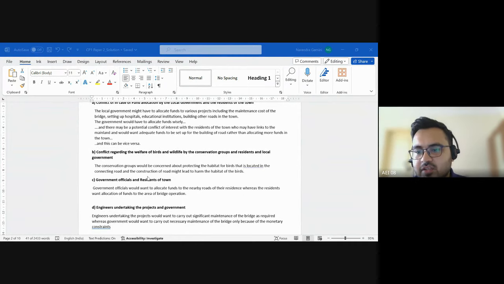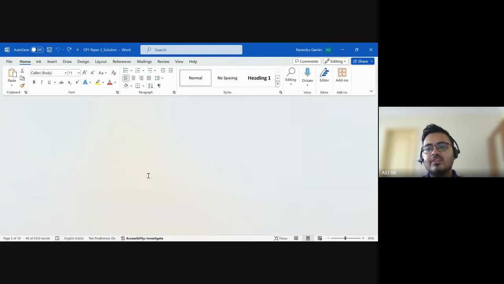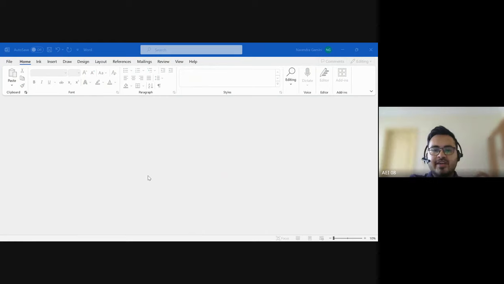Next, you've said contractor and the local government regarding the cost. Absolutely right. This is what the candidate has also done over here. Engineer, which is basically the contractor undertaking the project, and government. So yes, as long as you're coming up with valid points on what you've identified in part one and substantiating with reason why there can be a potential conflict of interest, prima facie by way of an example, it's more than sufficient.